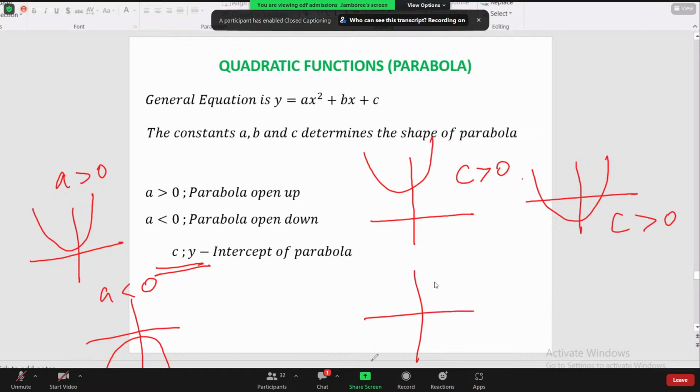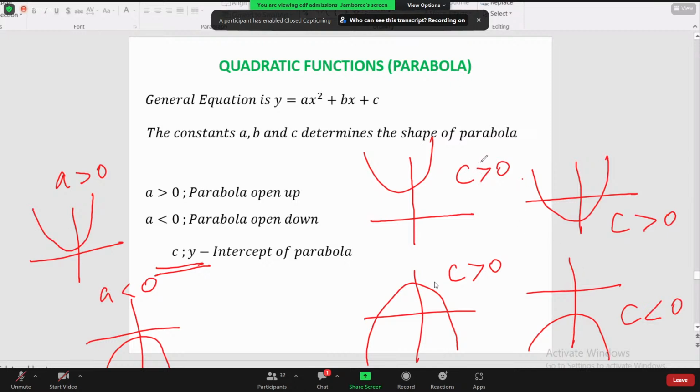Even if this is the parabola, this will certainly specify that C is positive, and this will specify that C is negative. So the point and the objective is: A decides the shape of the parabola, whether it will be a U-shaped curve or an inverted U-shaped curve, and C decides the y-intercept.